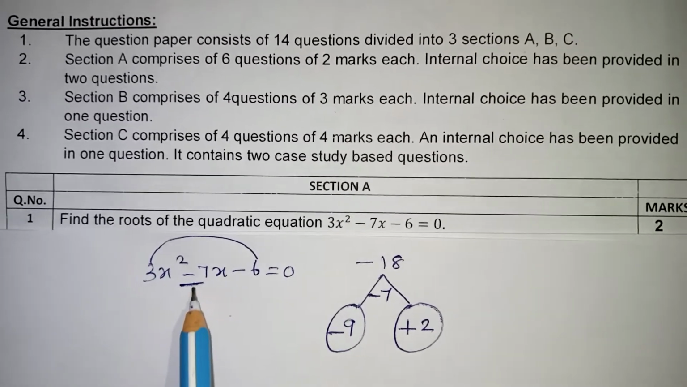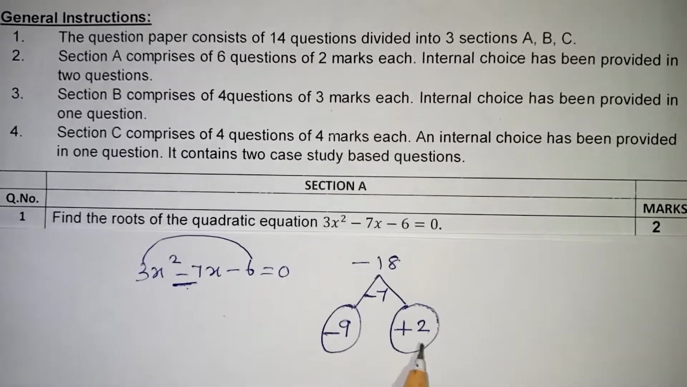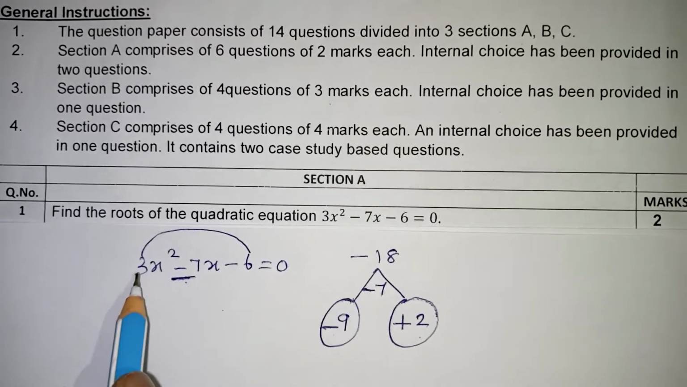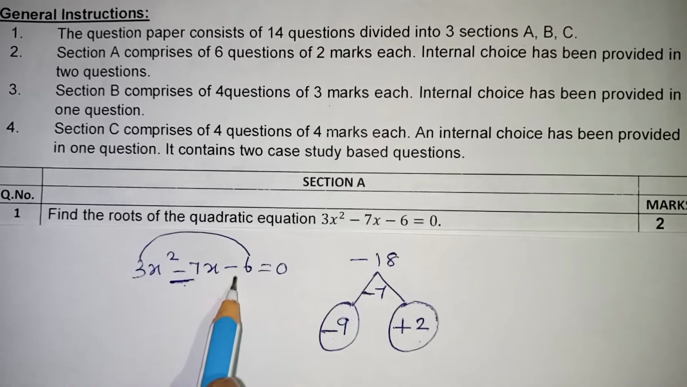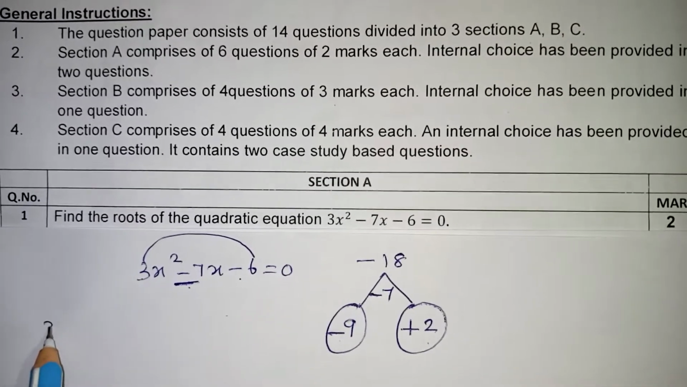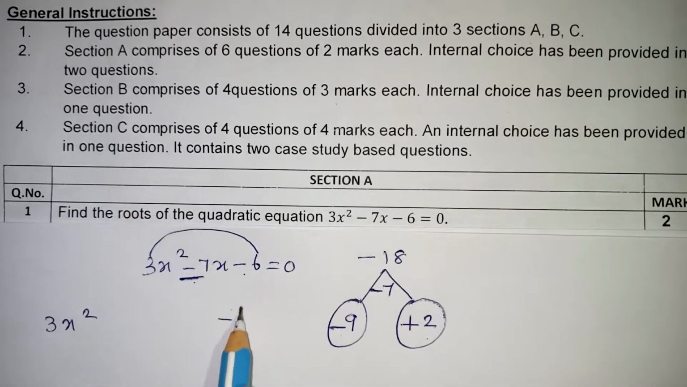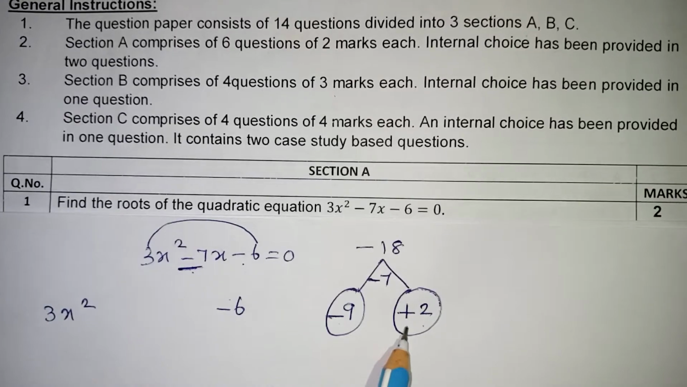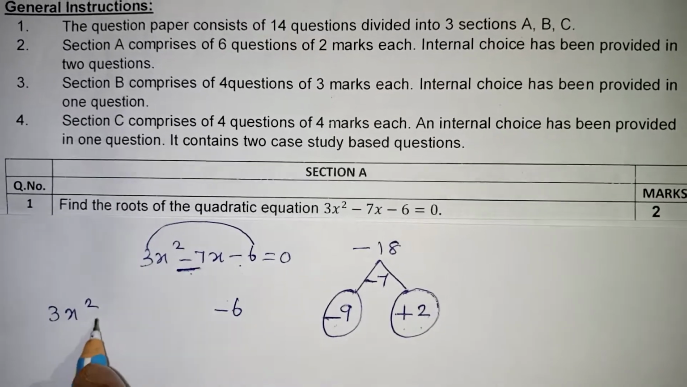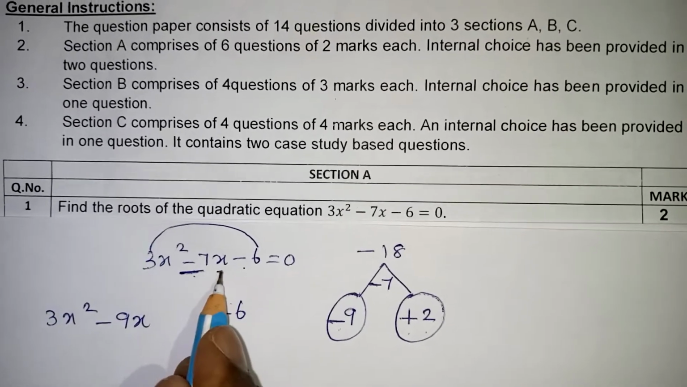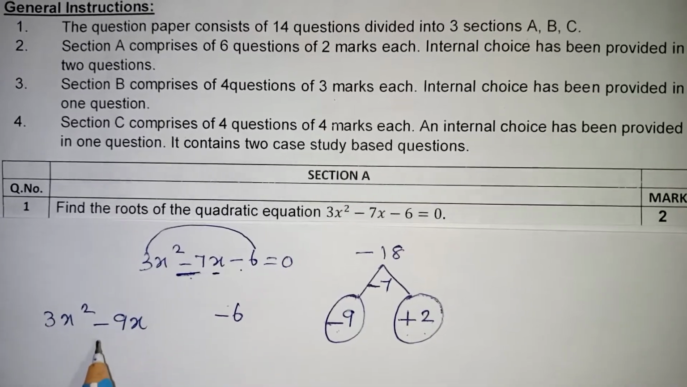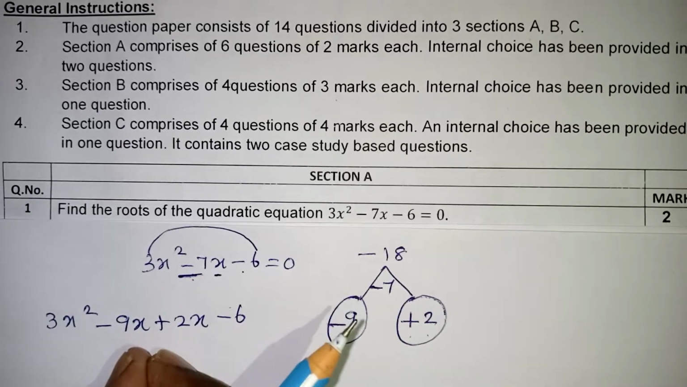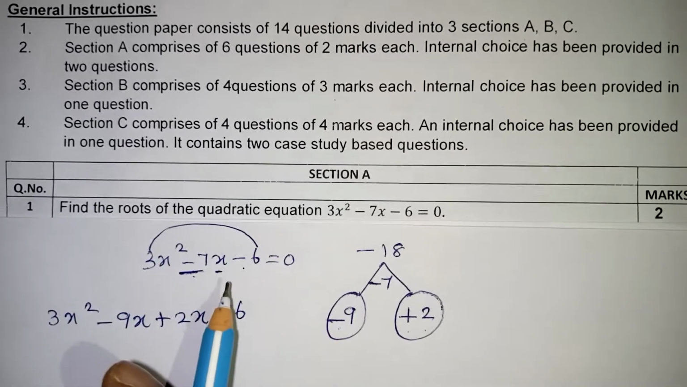Now the minus 7x we are going to split as minus 9x and plus 2x. That method is called the splitting the middle term method. The first term and the last term of the equation should be kept as they are, so 3x squared and minus 6 we just keep as it is. Now the minus 7x alone we replace with the factors we found: minus 9x, since x is involved we take it along with the x, plus 2x. While adding them, it comes to minus 7x directly.